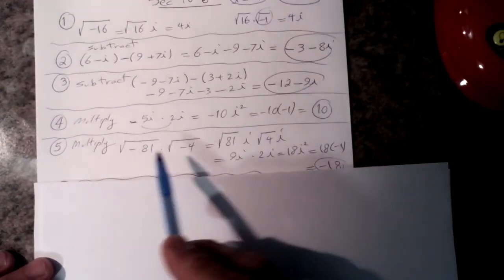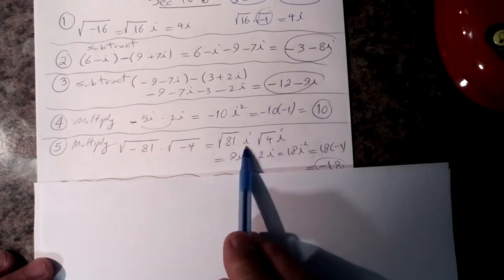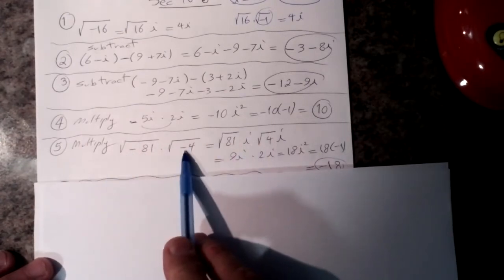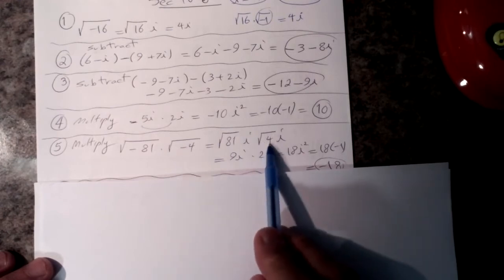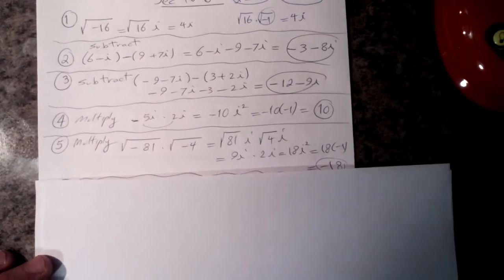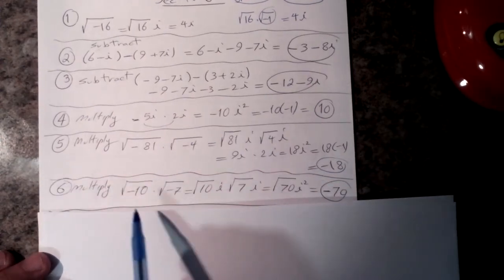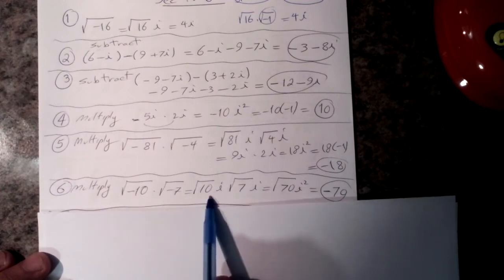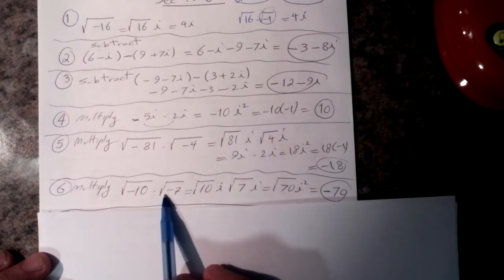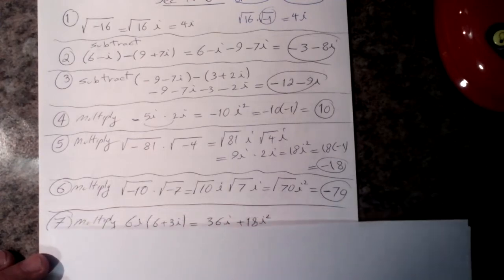Anytime you move the negative out of the radical, you have to put the i next to it. Radical negative 4 now is radical 4 times i. Same thing here: radical -10 is radical 10 i, and radical -7 is radical 7 i. When you multiply, it is radical 70 i². i² is negative 1, so it's minus radical 70.